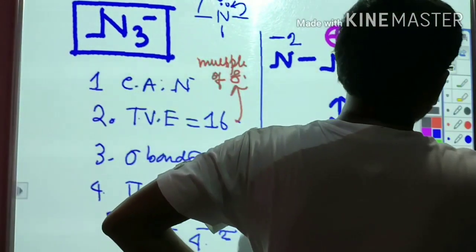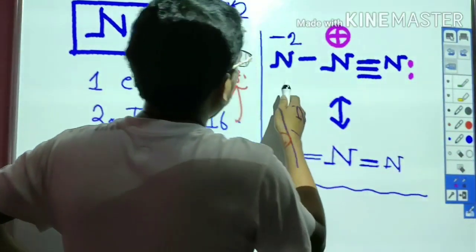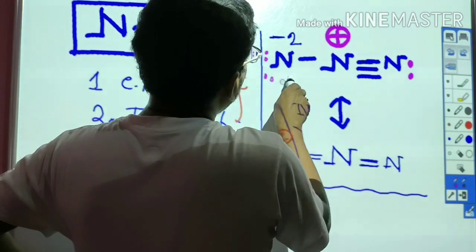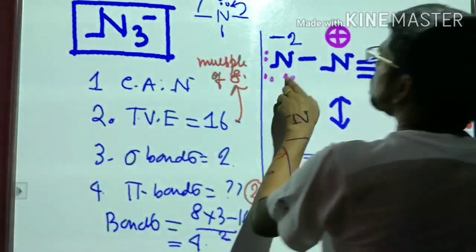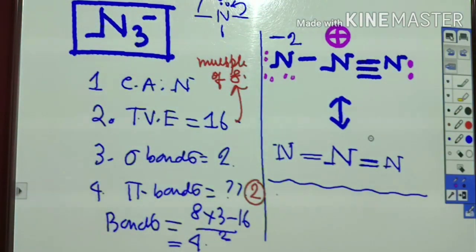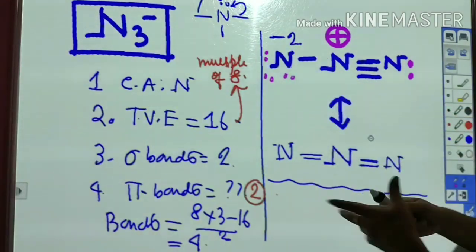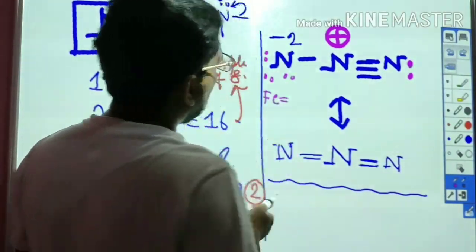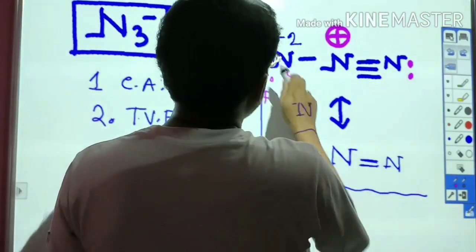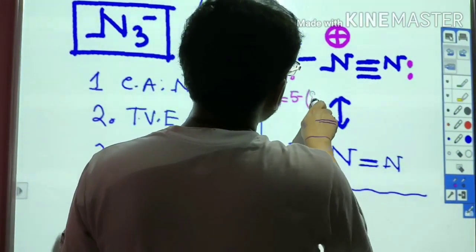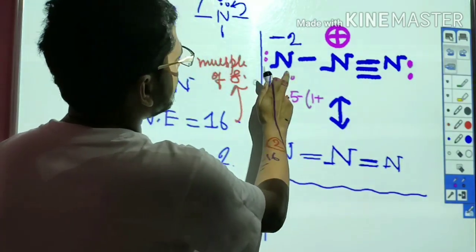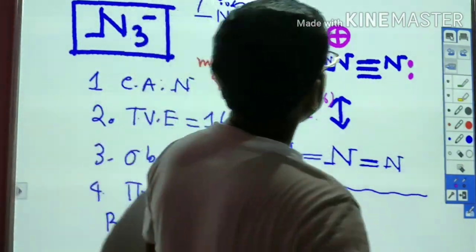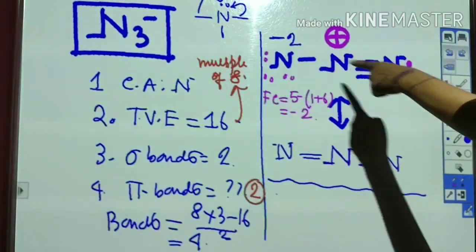This means this nitrogen will have how many electrons? 1, 2, 3, 4, 5, 6, 7. That will give you -2 formal charge. You can calculate that. How? Formal charge equals valence electrons minus bonds and lone pair electrons: 5 minus 1 plus 6, which is -2. So this is the Lewis structure for azide.